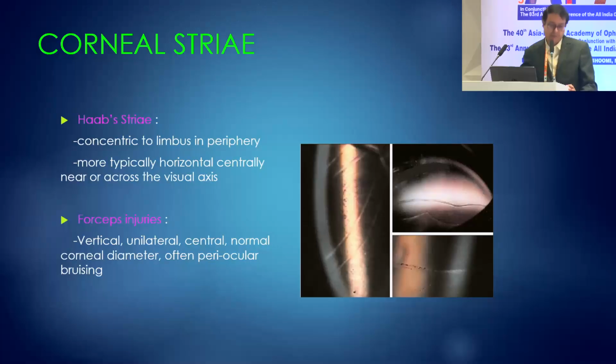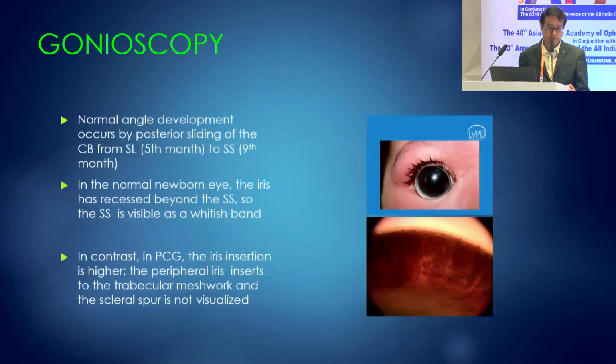Corneal striae are almost pathognomonic. Haab's striae are concentric to the limbus in the periphery, and they're more typically horizontal centrally, near or across the visual axis. The breaks in the Descemet's membrane due to forceps injury can sometimes mimic these lines, but these are vertical, unilateral, central, and the child has normal corneal diameter, and often they have periocular bruising due to the forceps injury.